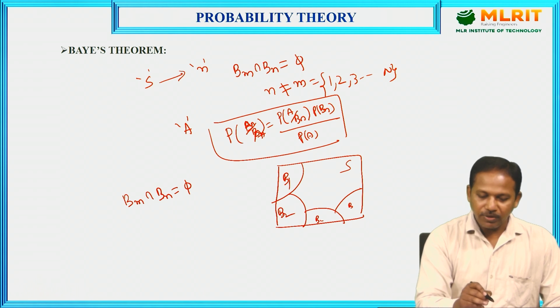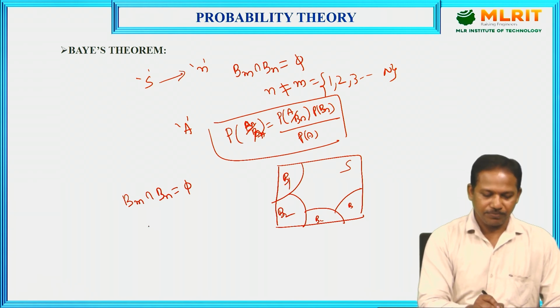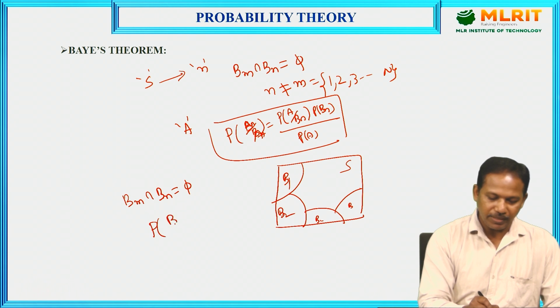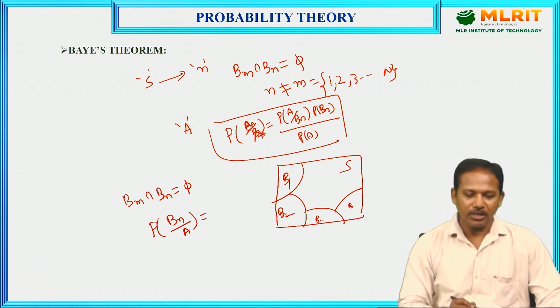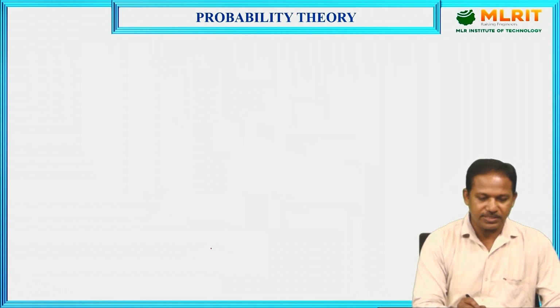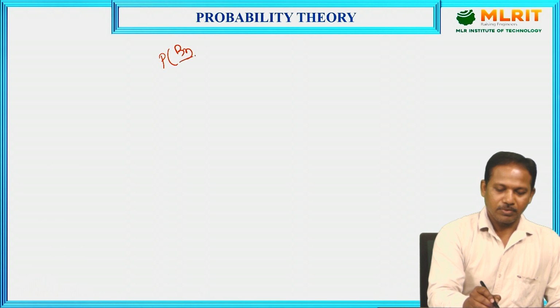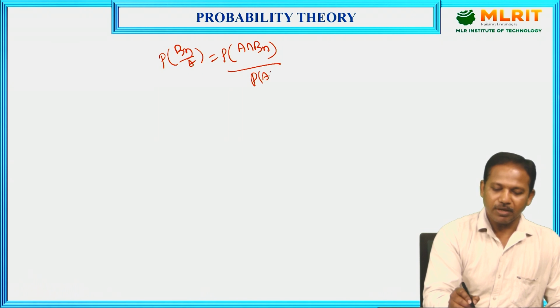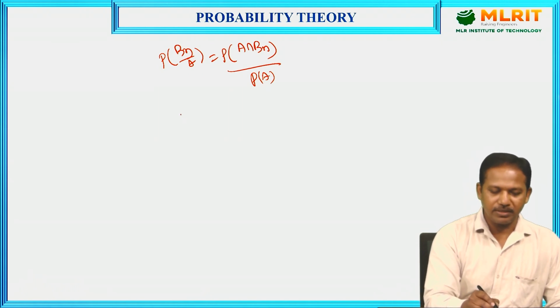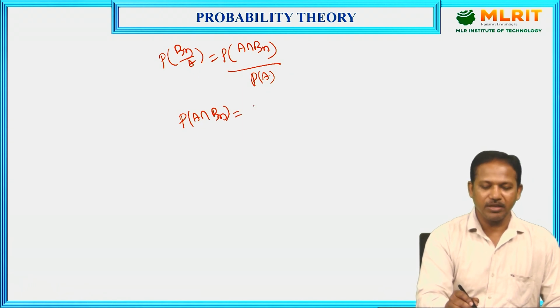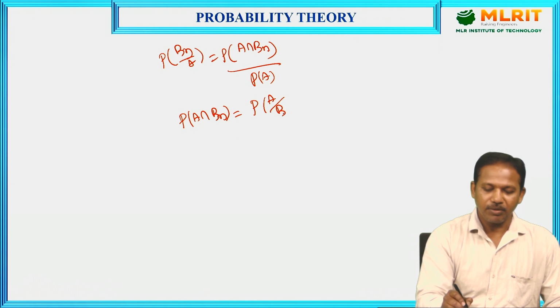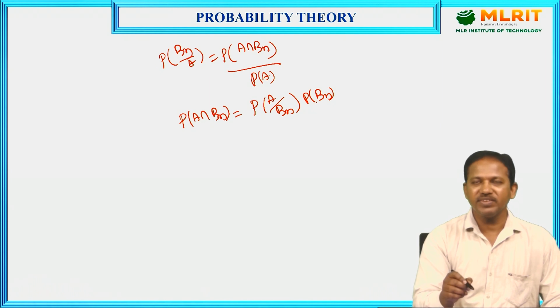Next, I want to define conditional probability, that is P of Bn by A. Generally we know the conditional probability. What can we write? P of Bn by A means we can write P of A intersection Bn divided by P of A. So, what is meant by P of A intersection Bn? P of A intersection Bn can also be written in terms of conditional probability, that is P of A by Bn into P of Bn.